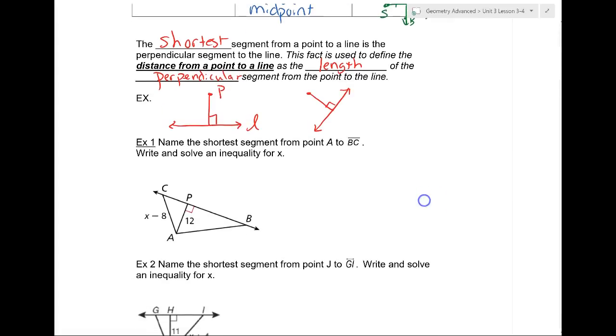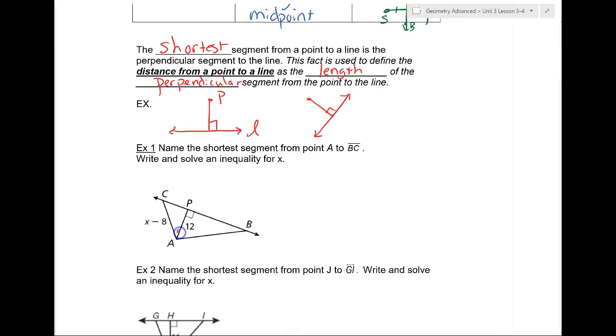On example 1, it says name the shortest segment from point A to segment BC. So in that diagram, I'm looking at point A. Guys, which one of my 3 segments is the shortest? Yeah, so first thing we know, segment AP is going to be the shortest one. Wonderful. Now it says on here, write and solve an inequality for X.